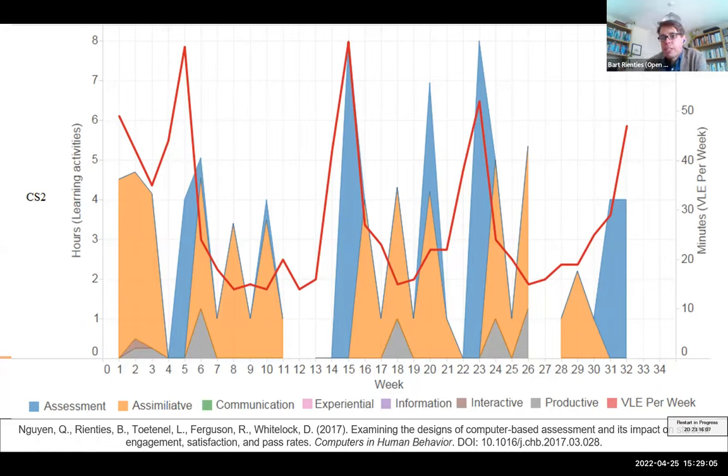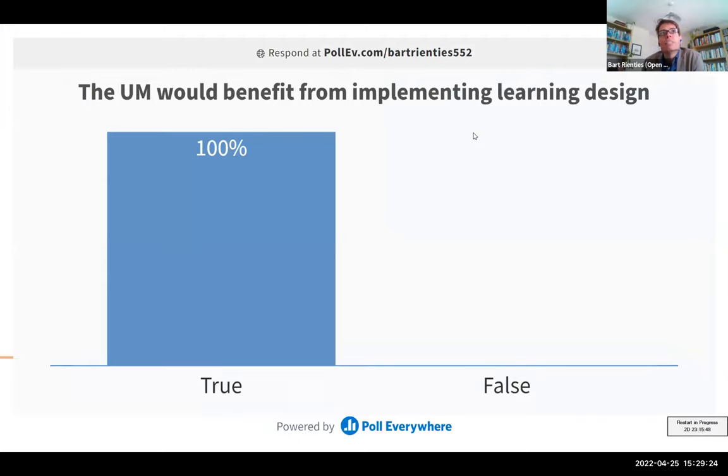So perhaps in week 20 the assignments are too easy, or perhaps the assignments are so well designed, but perhaps the assignments in week 4, 5, and week 14, 15, or week 22, 23 are too heavy. And that's why you see this massive peak. So having seen this, do you think that an institution like yours would find it useful to also think about implementing this kind of learning design on top or next to learning analytics?